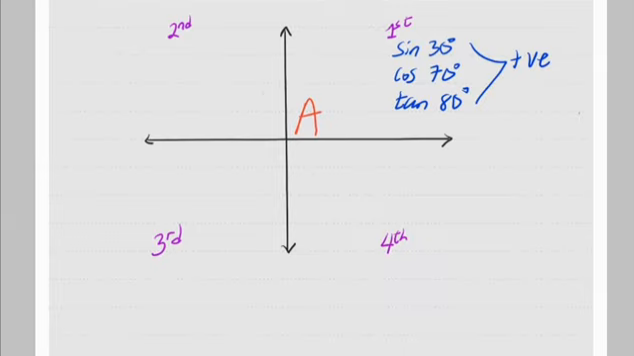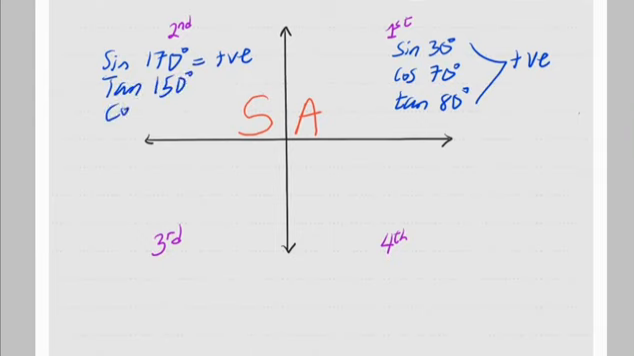For the second quadrant, only the sine of an angle is positive. For example, if you do sine 170 degrees, you get a positive value as your answer. If you do tan 150 degrees, or you do cosine 120 degrees, both will give a negative value as your answer. The reason is because in the second quadrant, only the sine of an angle is positive.